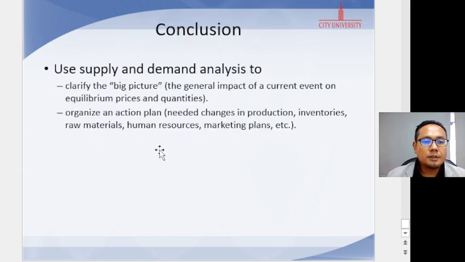So in conclusion, we can use supply and demand analysis to clarify the big picture, the general impact of current events on equilibrium prices and quantities, and to organize an action plan. Either changes in production, maybe we need to stock our inventories, where we can get raw material, how about our capacity, human resource planning, marketing plan, and so on.